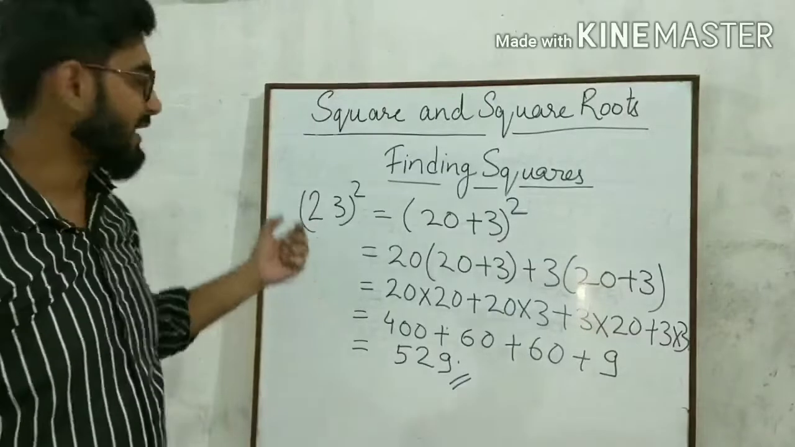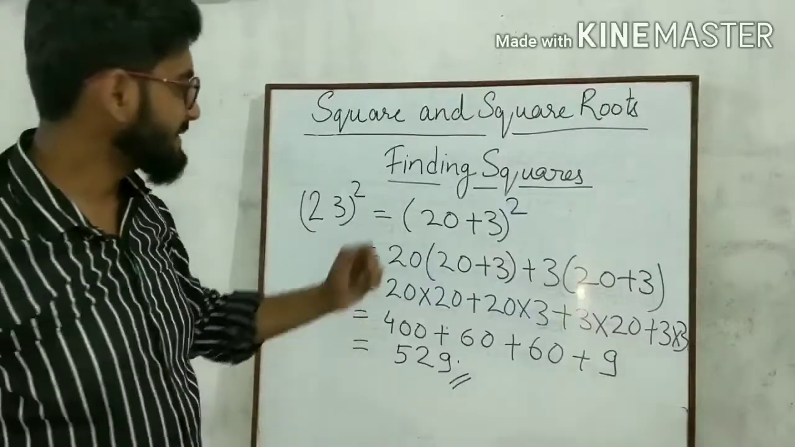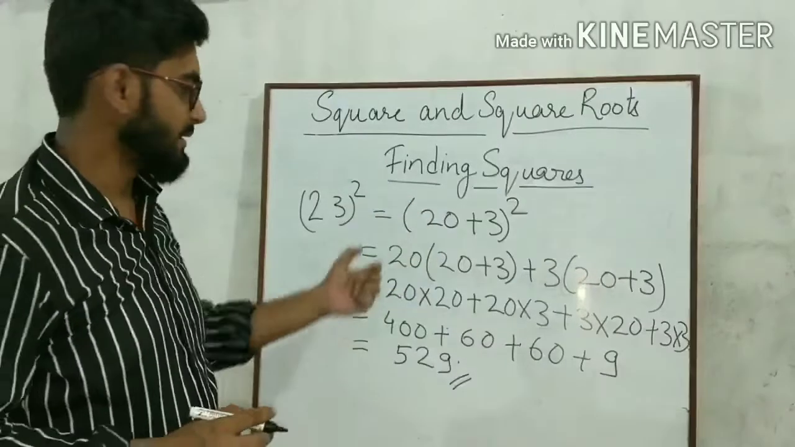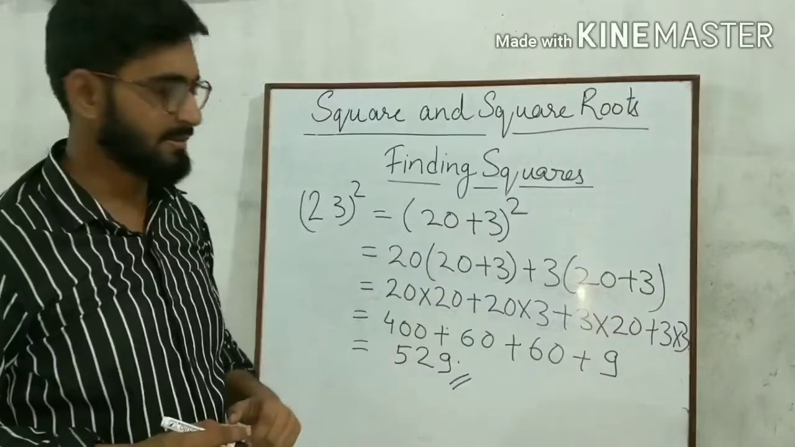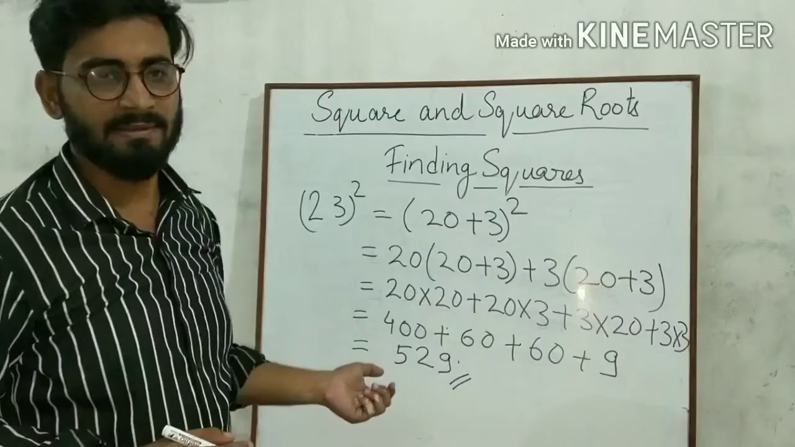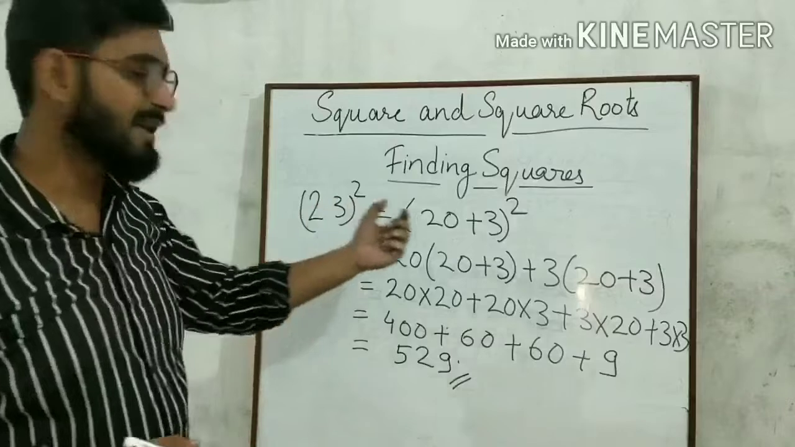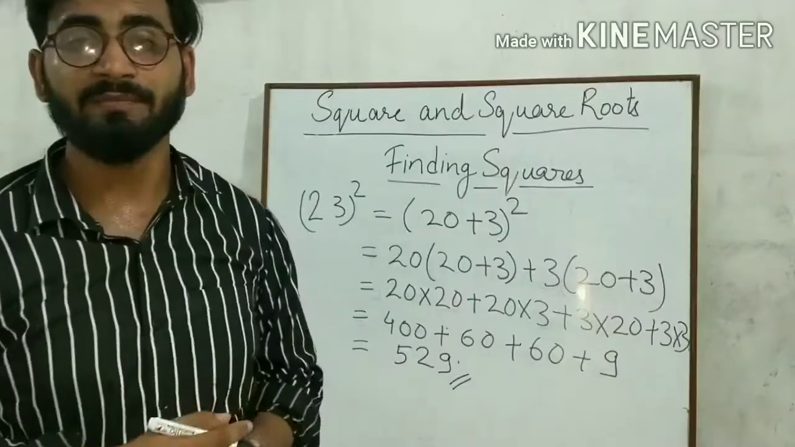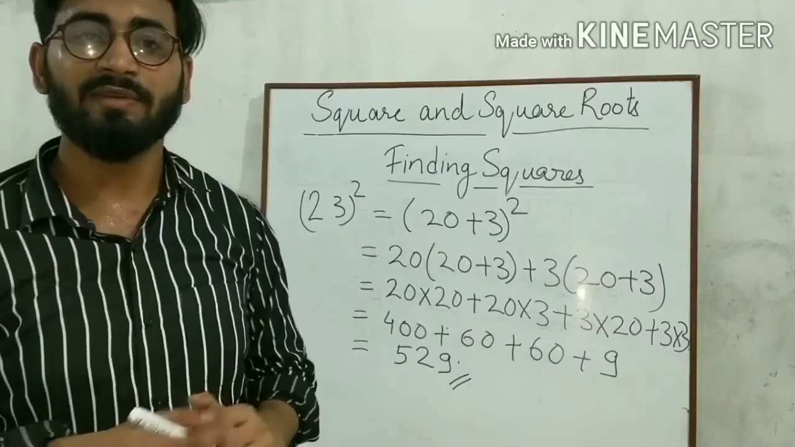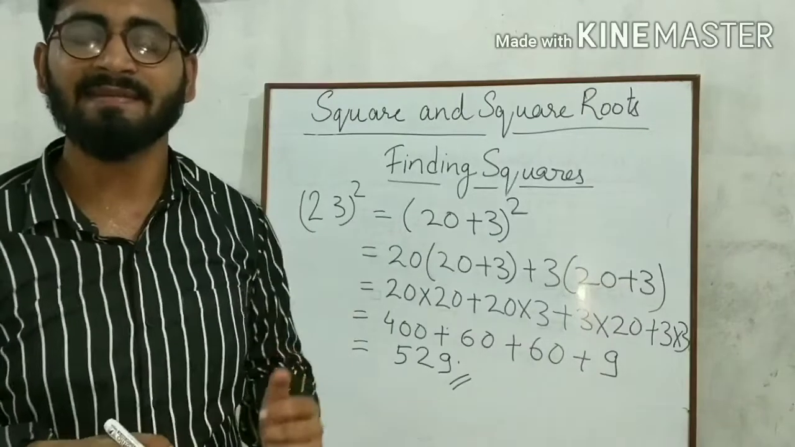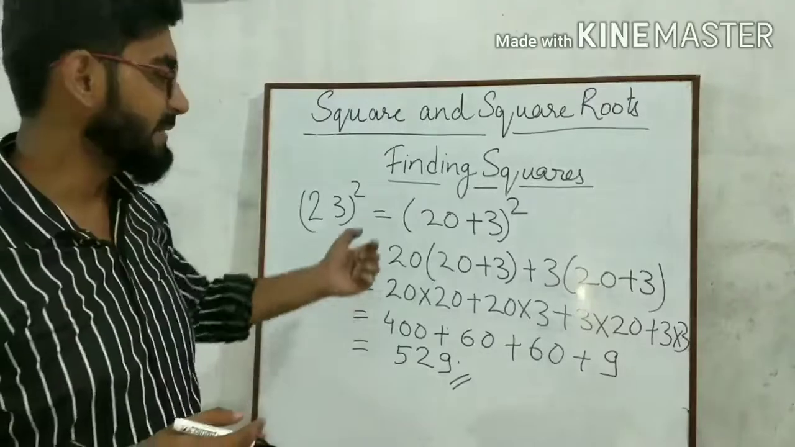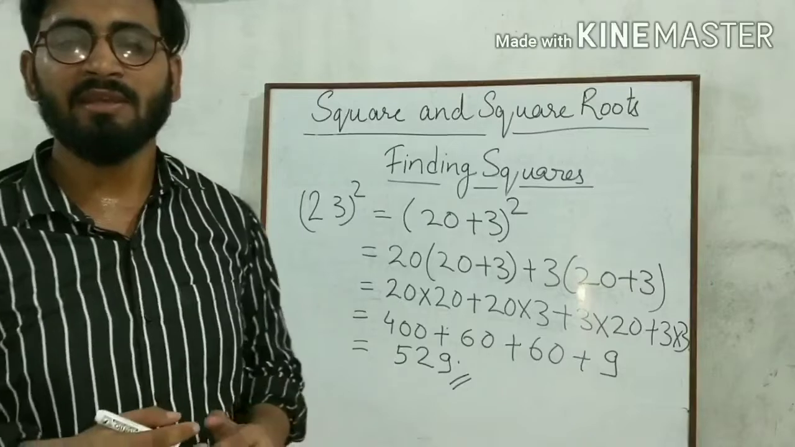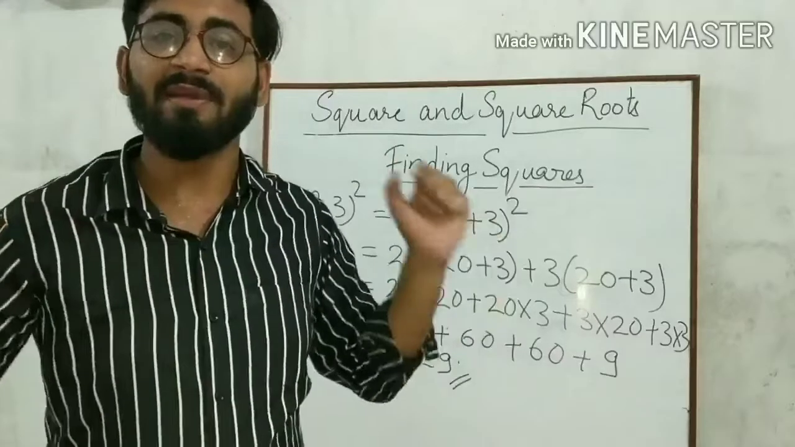What have we done in this question? You were asked to find the square of 23. Just write 23 as 20 plus 3 whole square, then simplify it, and you will get the answer. The main step is to write it like this. Suppose you want to find the square of 32. How will you find it? You will just write 32 as 30 plus 2 and follow the same steps. In this way, you can find the square of any big number.